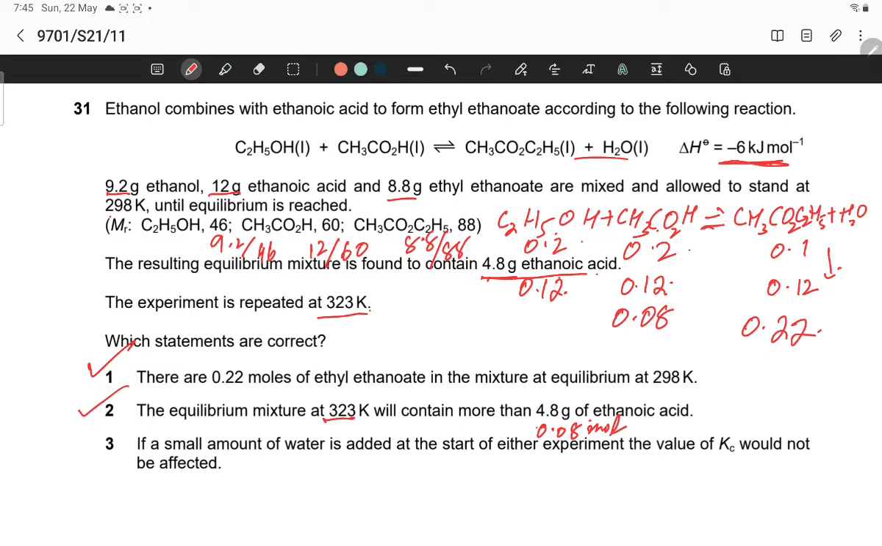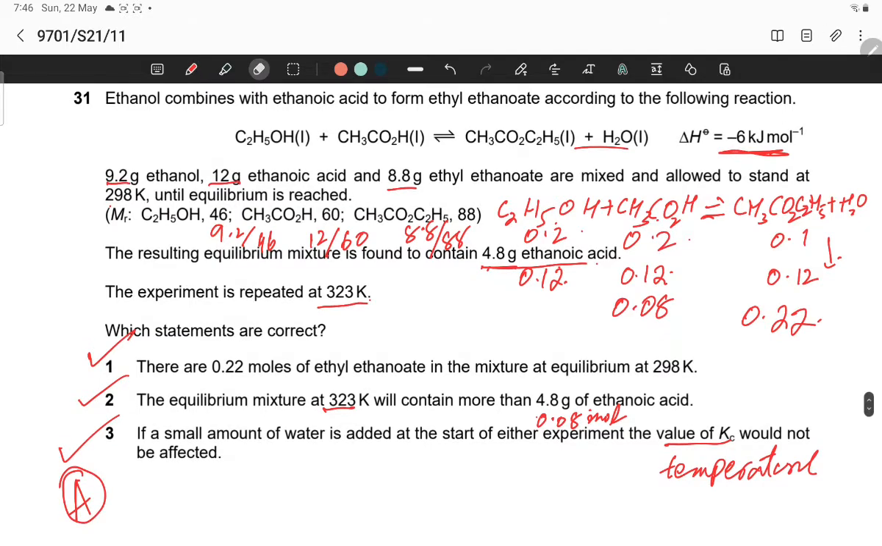This is also correct. If a small amount of water is added at the start of either experiment, the value of Kc would not be affected. The value of Kc is only affected by the temperature. So this is also a correct statement. When three statements are correct, the option will be A.